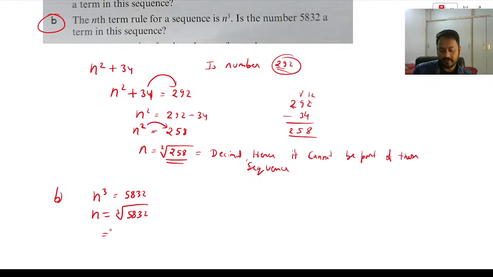Very good. Lovely is saying no sir, it is not a term of the sequence. Very good. This is absolutely correct. Now, is the B part a term of the sequence or not? Let's see.